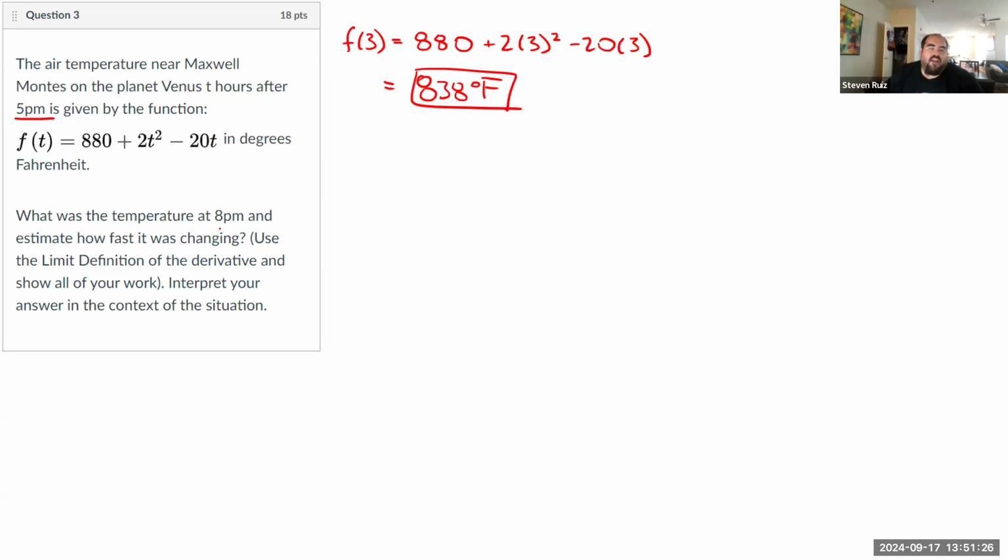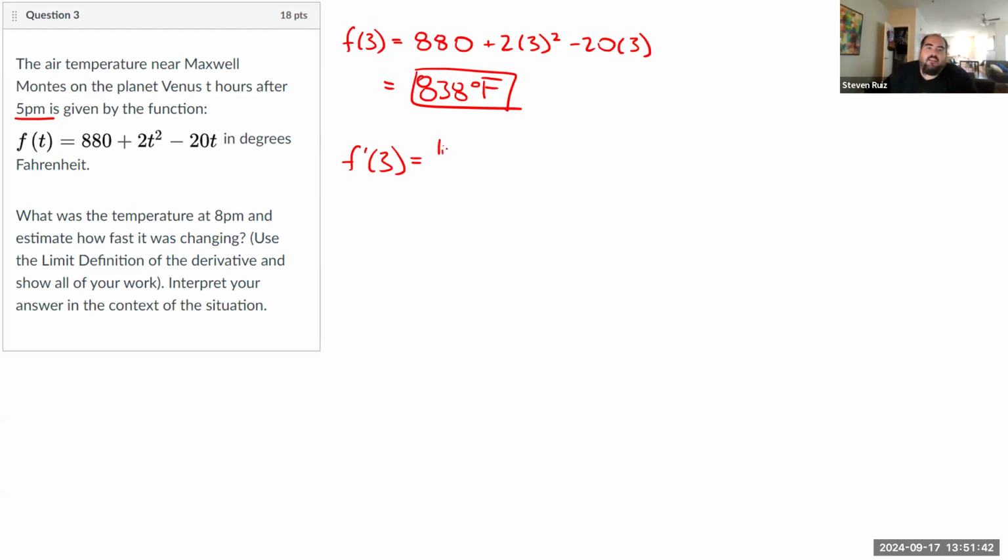So I also want to know how fast the temperature was changing. So how do I find out how fast something's changing? That is where I need the derivative. So I'm going to look at f prime of 3. You're also asked to use the limit definition. So I'm going to set that up now.